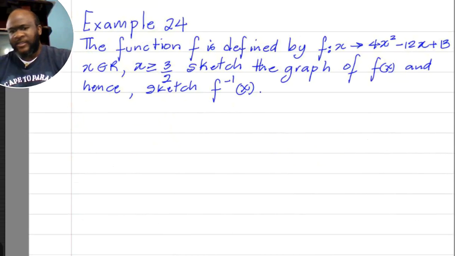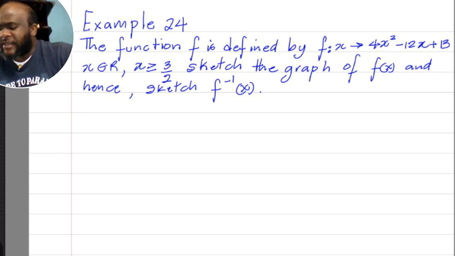All right, the last question. In the last question, we're told that the function f is defined by f of x is equal to x squared minus 12x plus 13, where the domain x are the set of real numbers, but x must be greater than 3 over 2. We're asked to sketch the graph of f of x and hence sketch f inverse x.